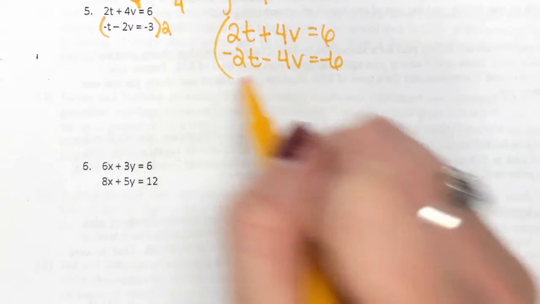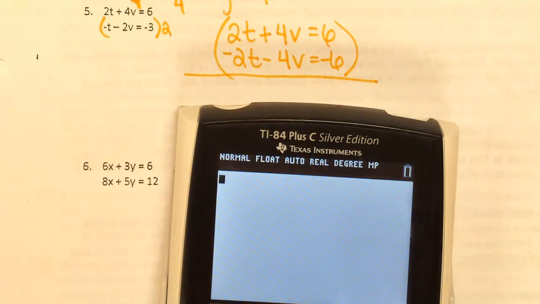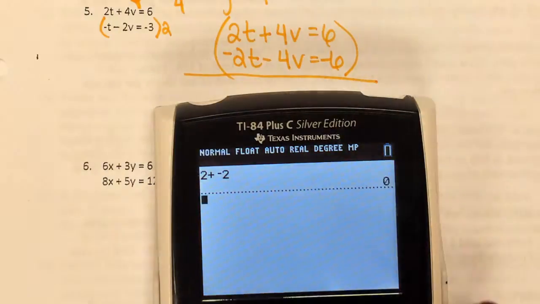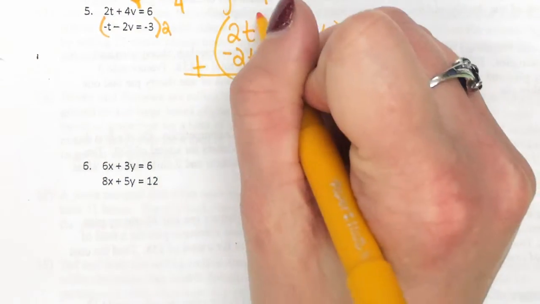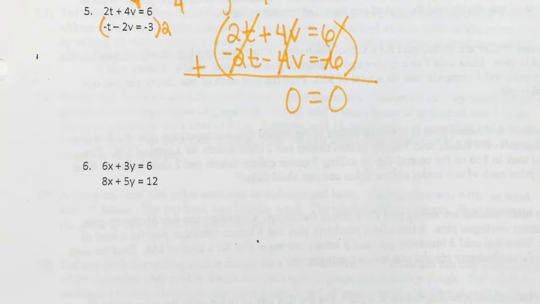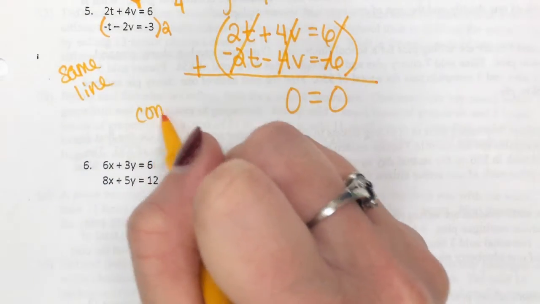But that works. Okay, guys, you have got to use your calculators, okay? So if you type in 2 plus negative 2, what do you get? 0. That tells you what to do. That means that you need to add. That cancels, and those cancel. Guys, they're exactly the same. 0 equals 0. So what kind of graph has every single dot exactly the same? What's it look like? It's the same line, right? And we call that consistent and dependent. Very good.